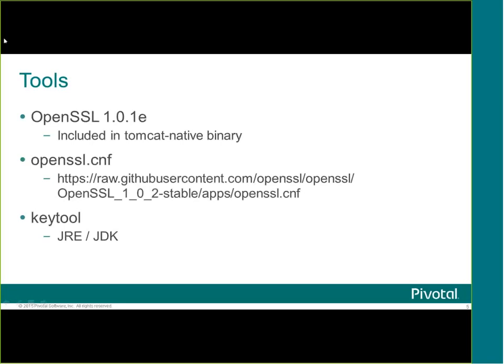OpenSSL for certificate generation, and particularly when it's acting as a CA, needs some configuration. I'm just using the default configuration which I've grabbed from GitHub. For the Java key store work, I'll be using keytool, and that's packaged with JREs and JDKs.